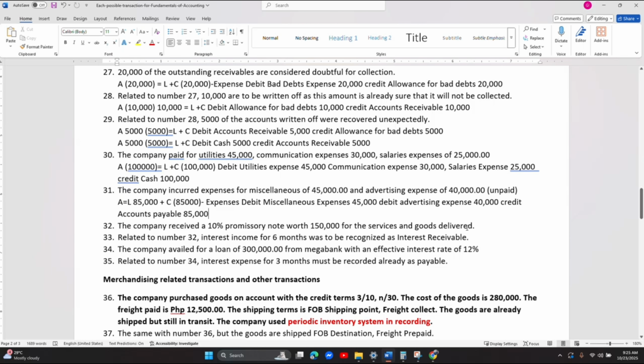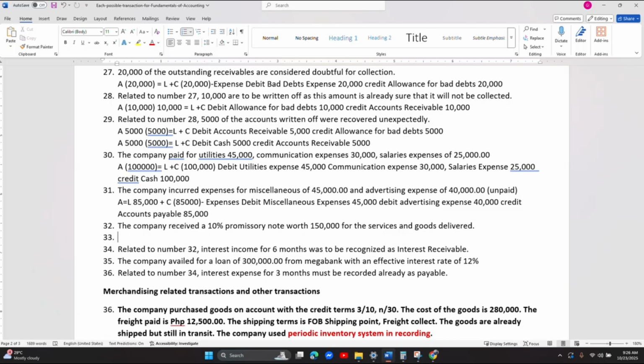Now, let's go to number 32. The company received a 10% promissory note worth 150,000 for the services and goods delivered. So that means you have already given the services and goods to the customers and you received in exchange a promissory note that he will pay with 10% interest. So what will be your entry? Your entry is as simple as you put on asset. Okay, let's copy.